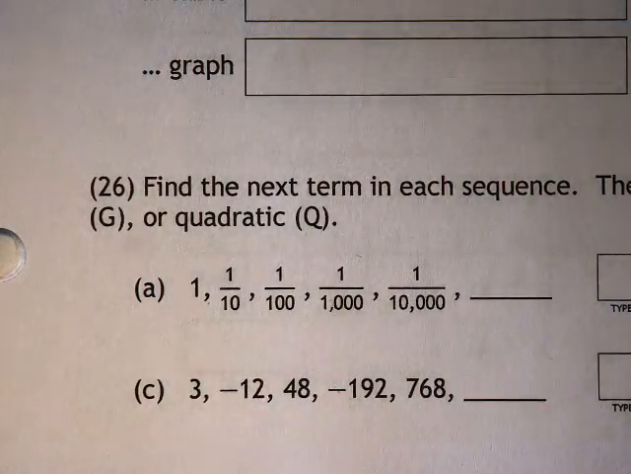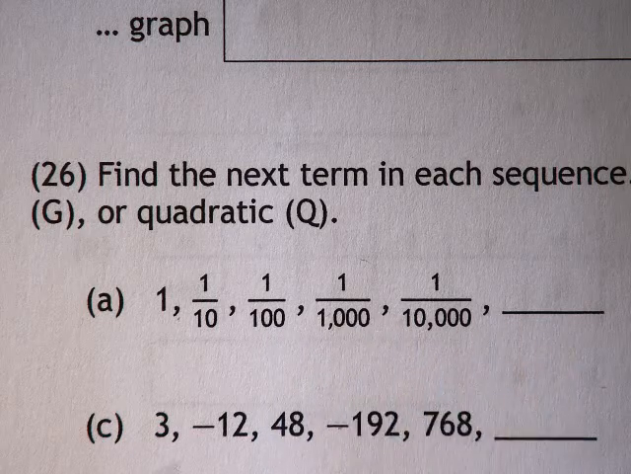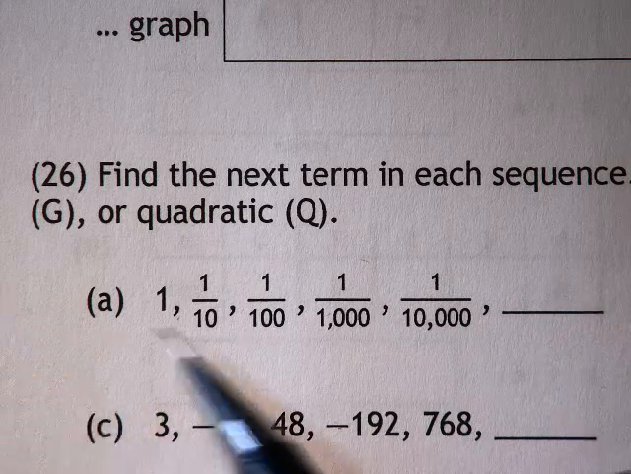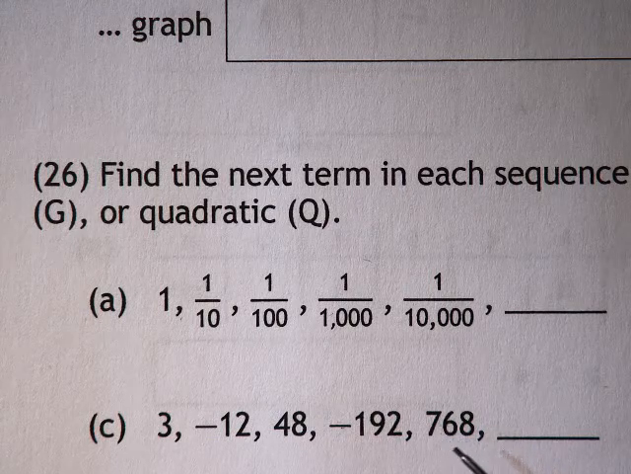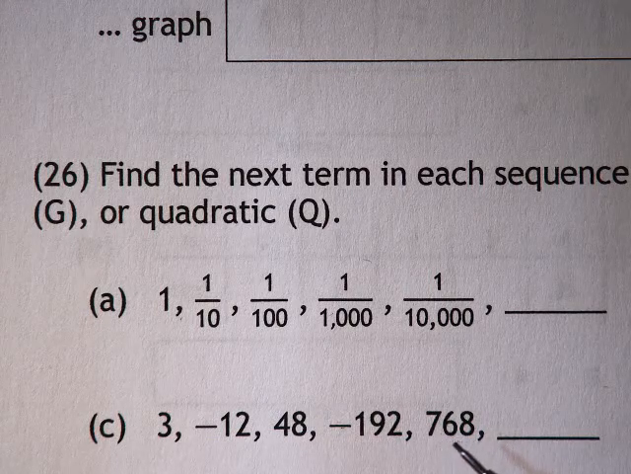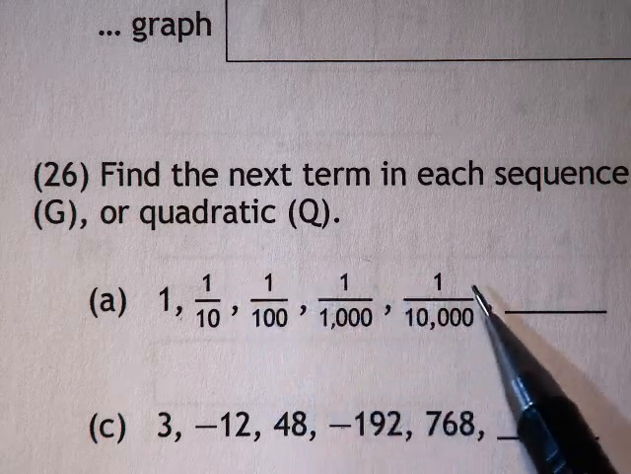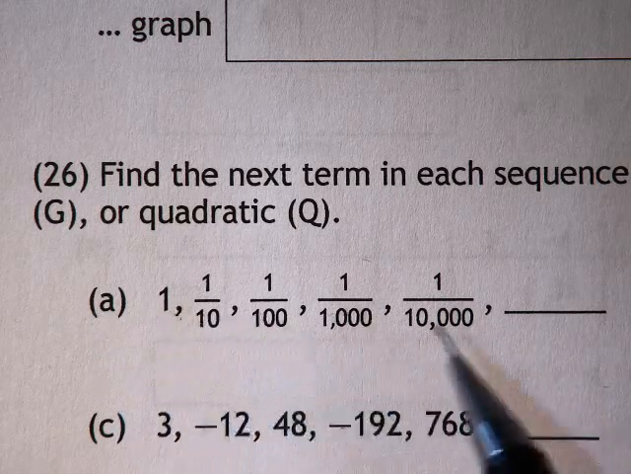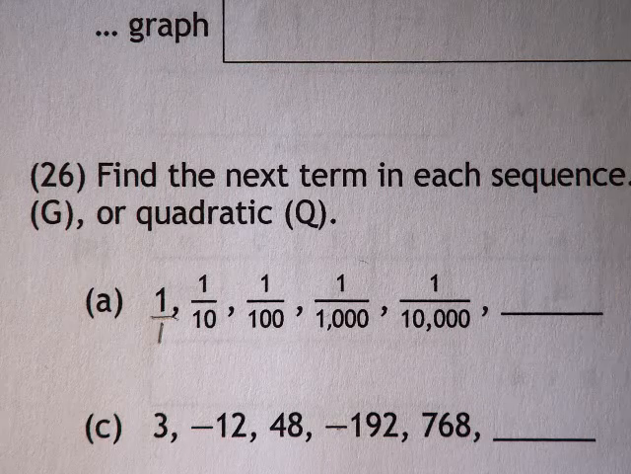In letter A, for instance, we've got this pattern of numbers: 1, 1/10, 1/100, 1/1,000, and so on. We need to figure out the next number, which means we need to identify the pattern. It may be difficult because these are fractions. Sometimes with fractions, I recommend thinking about a pattern for the top and a pattern for the bottom separately. Since the 1 is the odd one out, you can consider there to be a 1 in the denominator, like we always talk about with fractions.